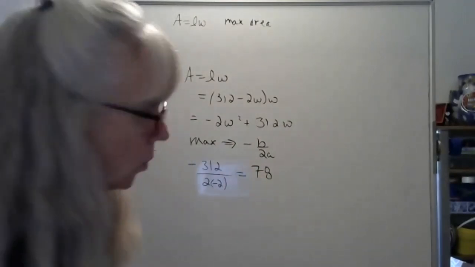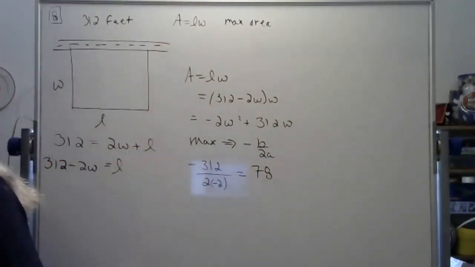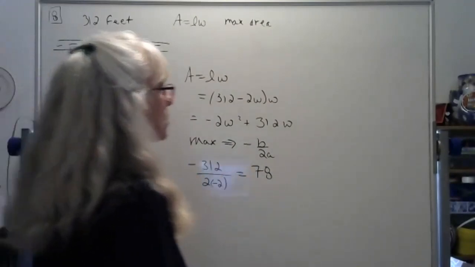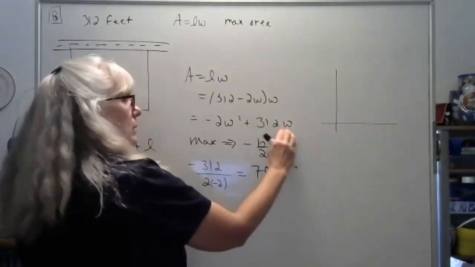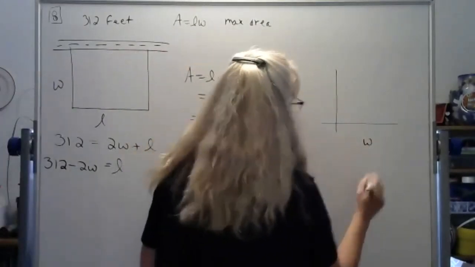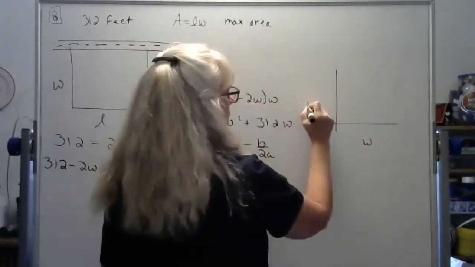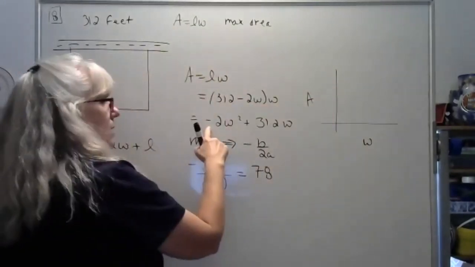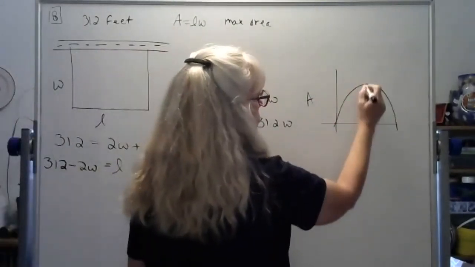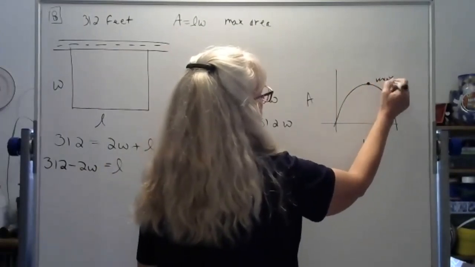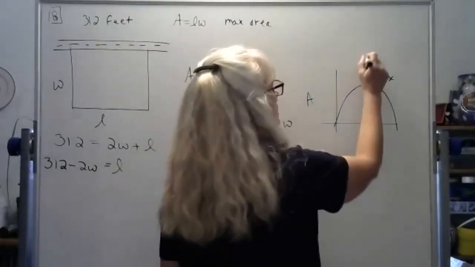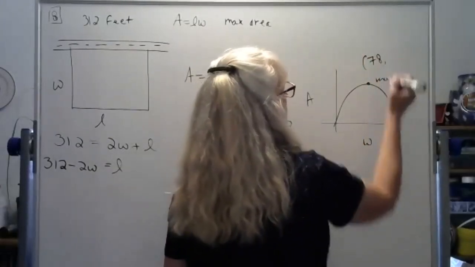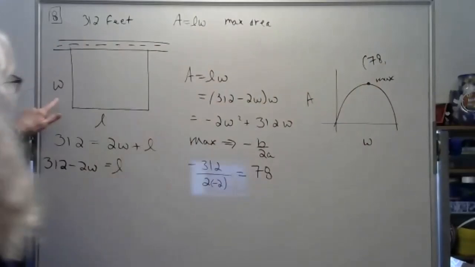Okay, what does that represent in terms of the problem? So you get a number, but what does that number mean? So think about it from a graphing point of view. The input letter is W. The output function is the area. And because it's got a negative, we know it opens down. So sure enough, we can see that max sitting there. Okay, so that 78 represents the width of this. So we know that in terms of our parking lot, it's only going to be 78 feet wide.